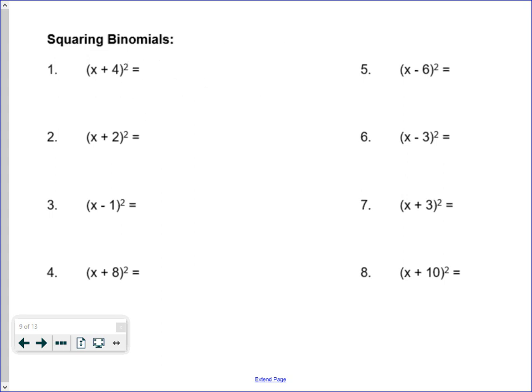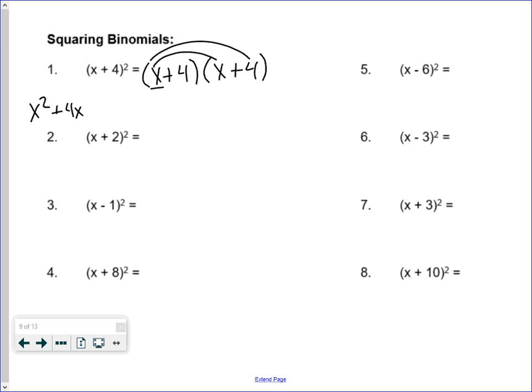What it is going to be is x plus 4 times x plus 4. When you square something, you're multiplying it with itself. So you have x plus 4 all squared, you're multiplying x plus 4 with x plus 4. And then from here, we're going to do what we did in the previous slide. We're going to take the first term and distribute it out. X times x is x squared. X times 4 is a positive 4x.